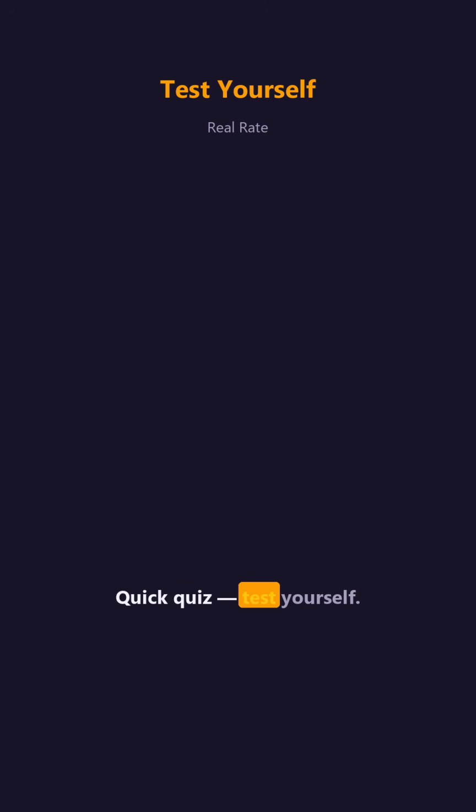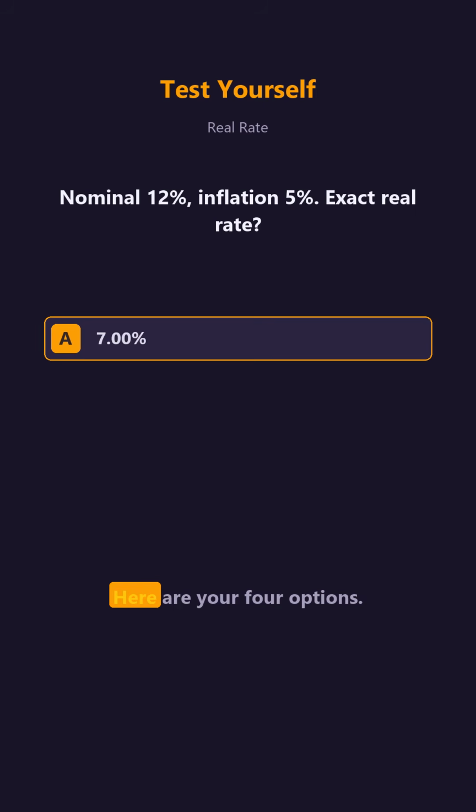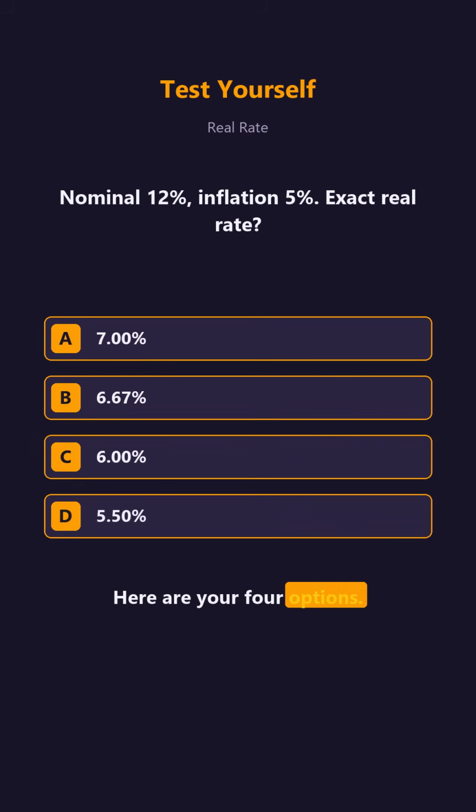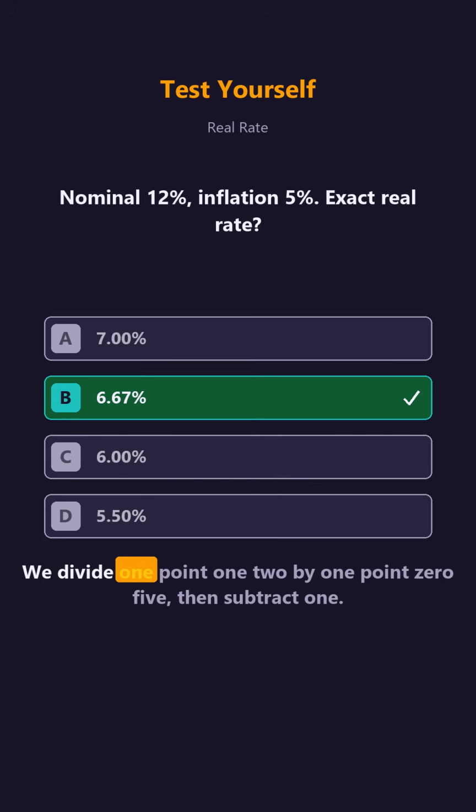Quick quiz, test yourself. Your nominal return is 12% and inflation is 5%, so what is the exact real rate? Here are your 4 options. Pause the video and solve it now. The correct answer is B, 6.67%. We divide 1.12 by 1.05, then subtract 1.